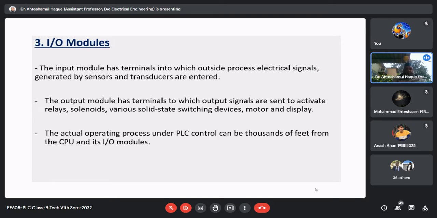Now the third is the input-output module. So we have a CPU in between, as we discussed, which has three components: memory, microcontroller, and the power supply. Then I have a programmable device PM using which I am programming the CPU so that it can function accordingly. And at the same time, I need to have input and output terminals. I mean, what input it will sense, and after doing execution, what output it will give.